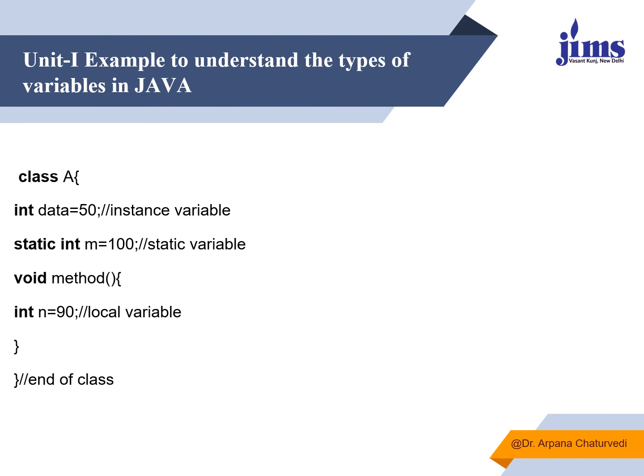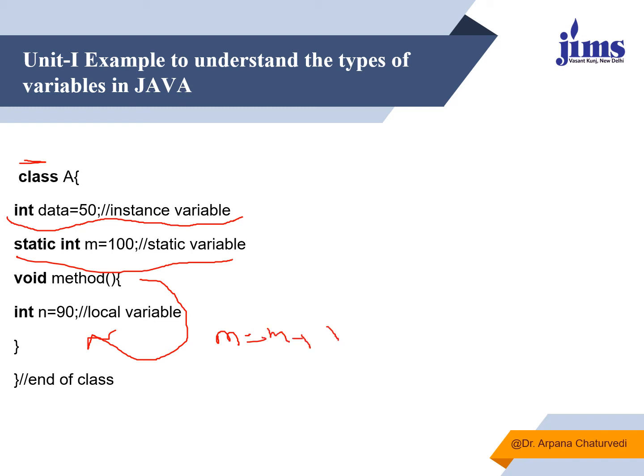This is the example. Here this is a class. Within this class I have declared this variable. It is an instance variable. I have declared one more variable. It's a static variable. And within this method I have declared one more variable, so it is a local variable. So this data is equal to 50, it has the value stored as 50. Whereas in case of m, suppose it is 100 and I change it here, m = m + 10. So it will update its value to 110. So further on, if I use m again, the value held by m will be 110.